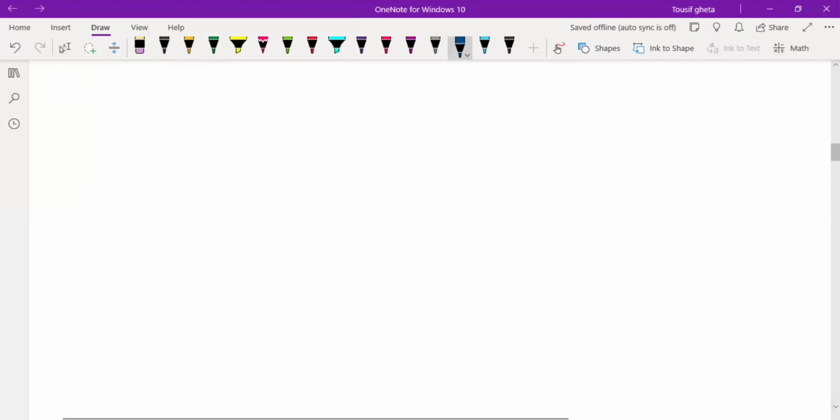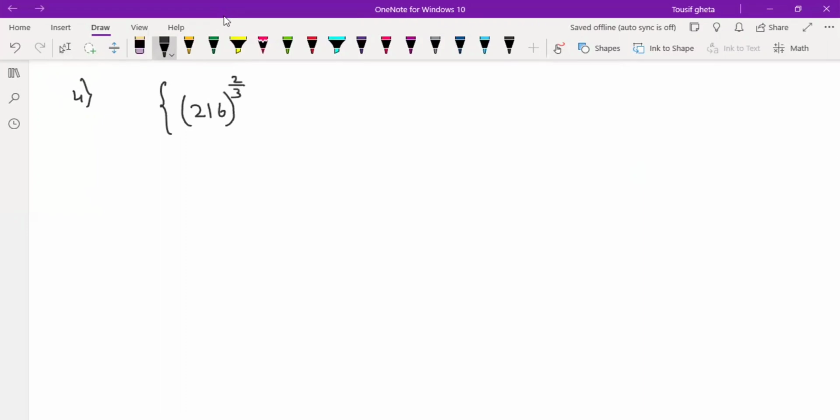The fourth one. 216 whole to the power of 2 by 3, flower bracket close, we can call it braces as well, whole to the power of 1 by 2. Let us reduce 216 to prime numbers.